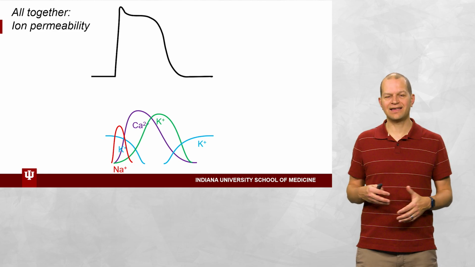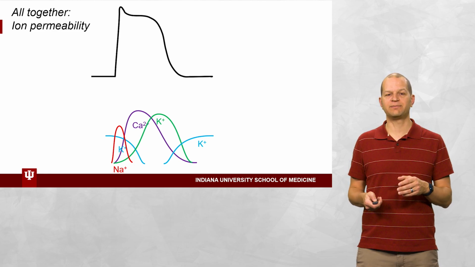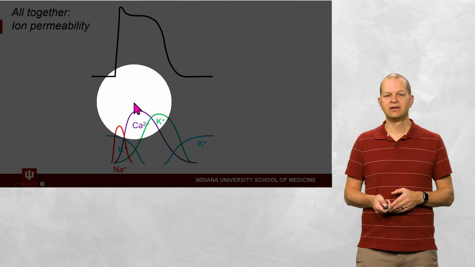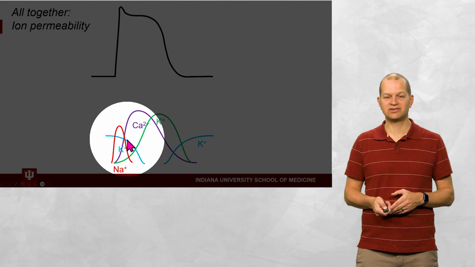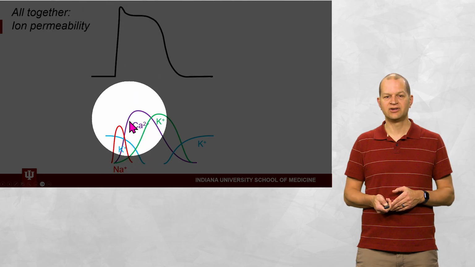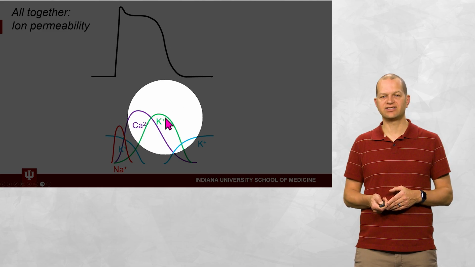So if we look at it all together, yes, it's quite messy, but you can still kind of see, look for where the spikes are. Okay, so here, depolarization is sodium. You have some potassium here, which corresponds with this early repolarization. During plateau, you have calcium and potassium, and then during repolarization, it's all potassium.